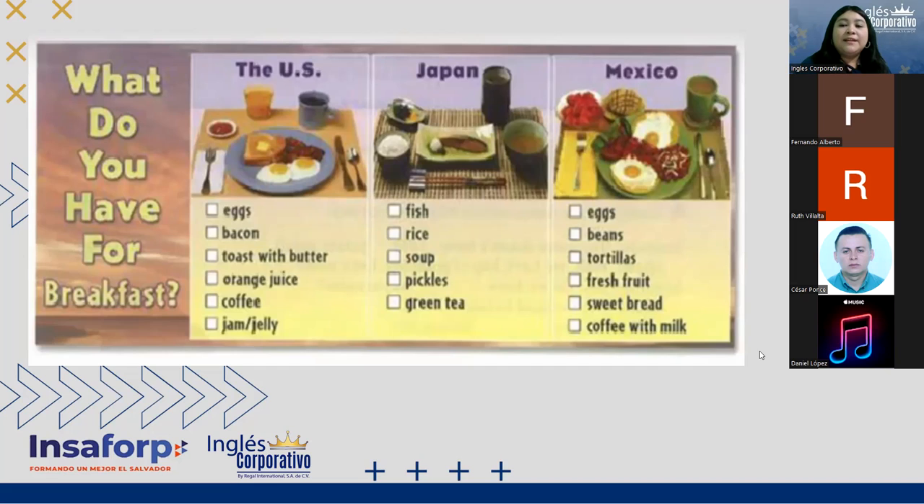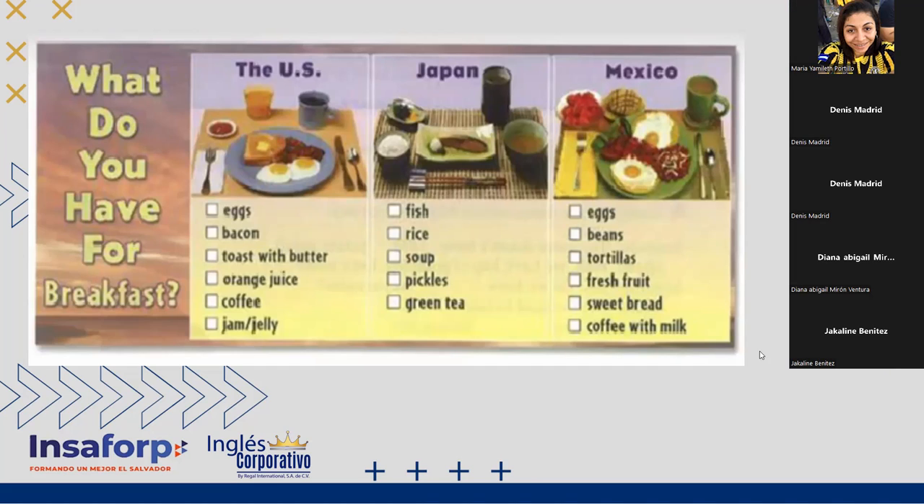Very good. Let's go with Ruth. Después de Ruth, iría Dennis Madrid. Action, Ruth.